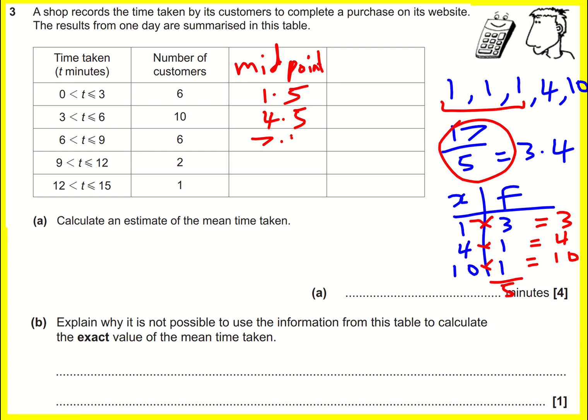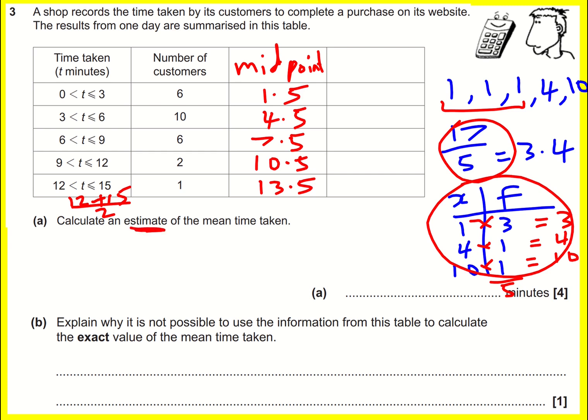This will be 7.5, by doing 6 plus 1.5. This will be 10.5. This will be 13.5. Another way you can do it is you could add these two together and divide by 2, and that will also give you the middle number, which is 13.5 in this case. You could do that for all of them if you wanted. Alright, I've essentially turned my grouped frequency table into a normal frequency table using an approximation, an estimate.